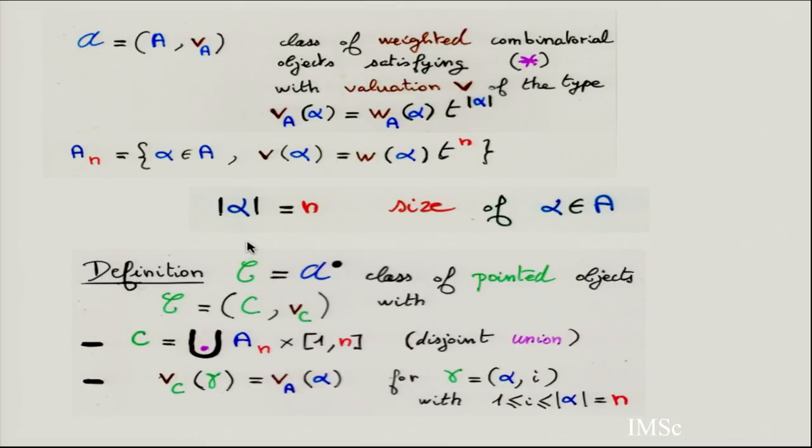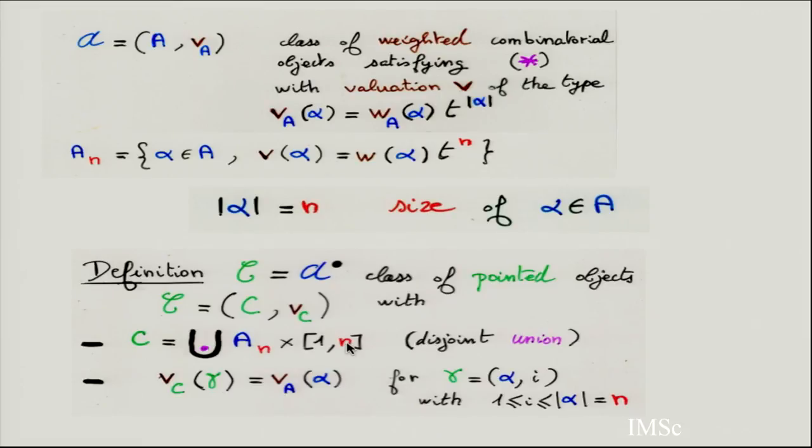So I take the definition. I am going to define what is a pointed object. You have a certain object, I want to point. So this is an abstract definition: the pointed object is a new class of objects C with a new valuation. And C, the set of objects, is a disjoint union of all these products A_n cross multiplied by the segment 1 to n.